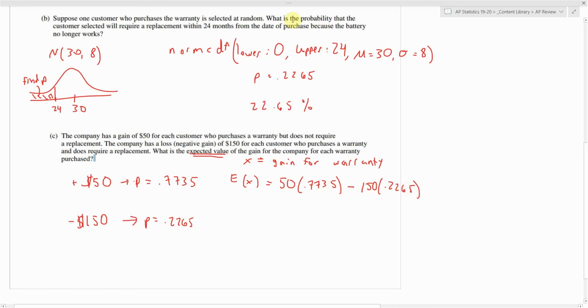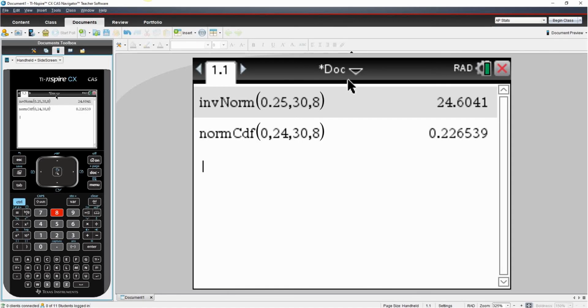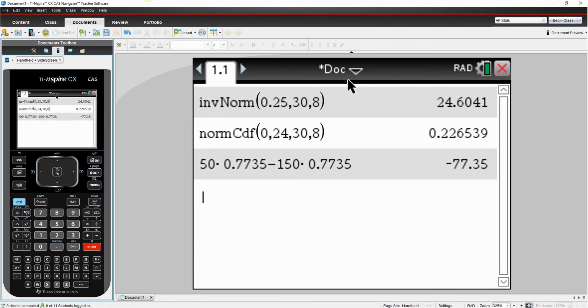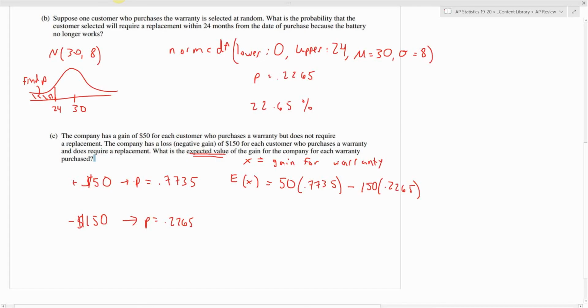We can type that into the calculator. We'd have 50 times 0.7735, was it? And then they'll lose $150, 77.35% of the time. Oh, that doesn't make sense to do that. They would lose the $150 22.65% of the time. So we would expect that they would gain about $4.7.